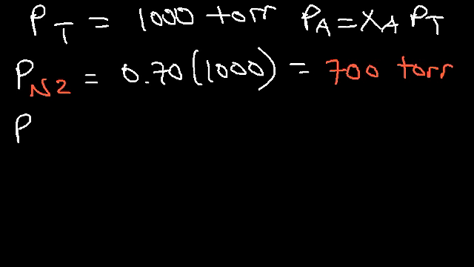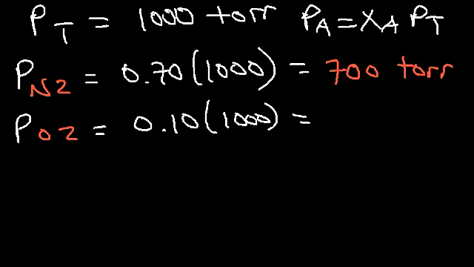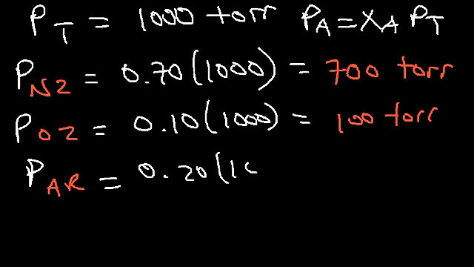Now the partial pressure for O2, I believe we said it was 0.10. So it's going to be 10% of 1,000, which is 100 torr. And the partial pressure for argon, that was 0.20 in the last example. So 20% of 1,000 is 200.